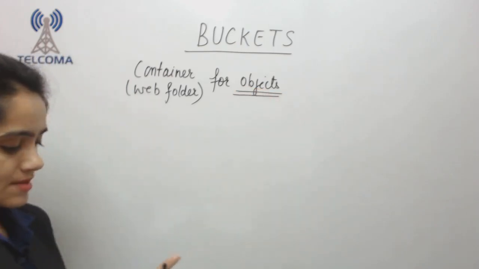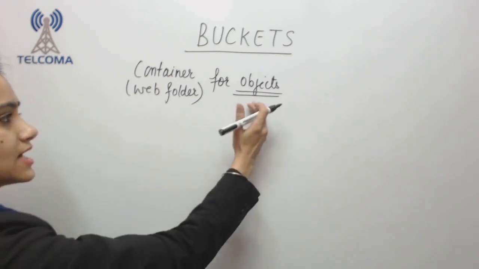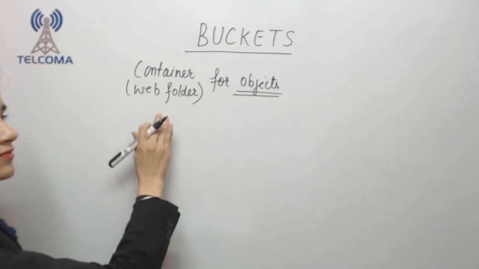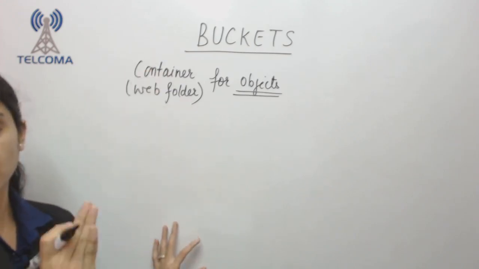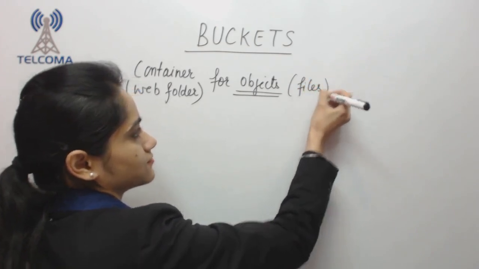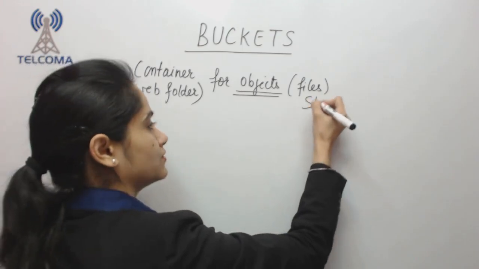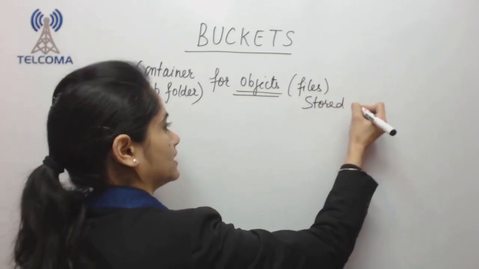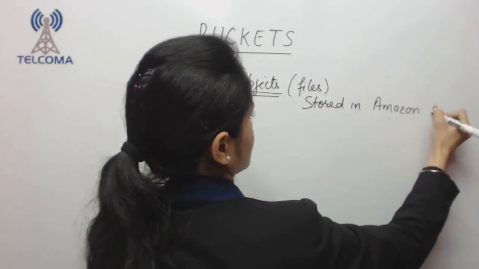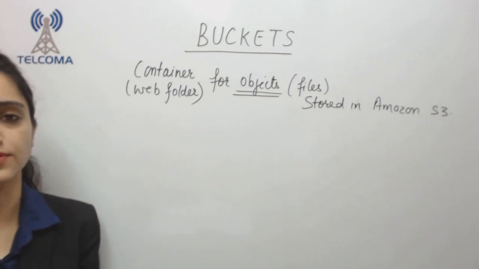Now Amazon S3 is using object storage. That means it has to store various objects in some container, a web folder. We call it buckets. Now what are these objects? We say that these are our files which we require to store. So these are the files which are stored in Amazon S3 in a container or a web folder.